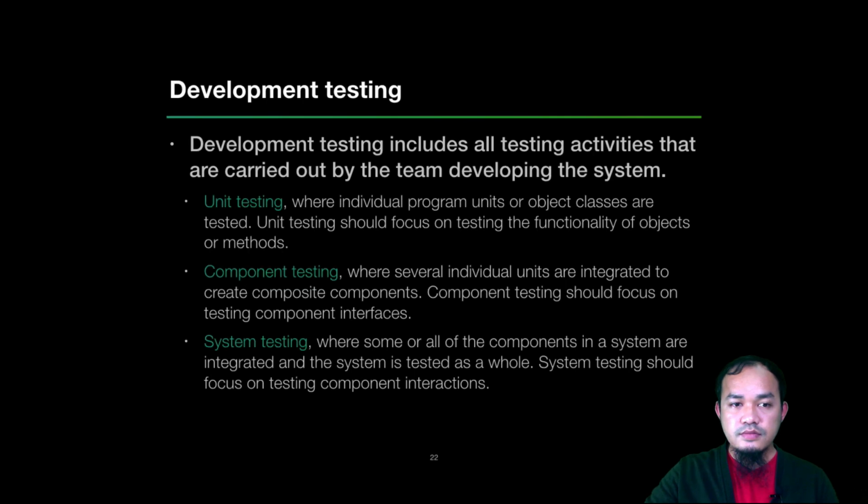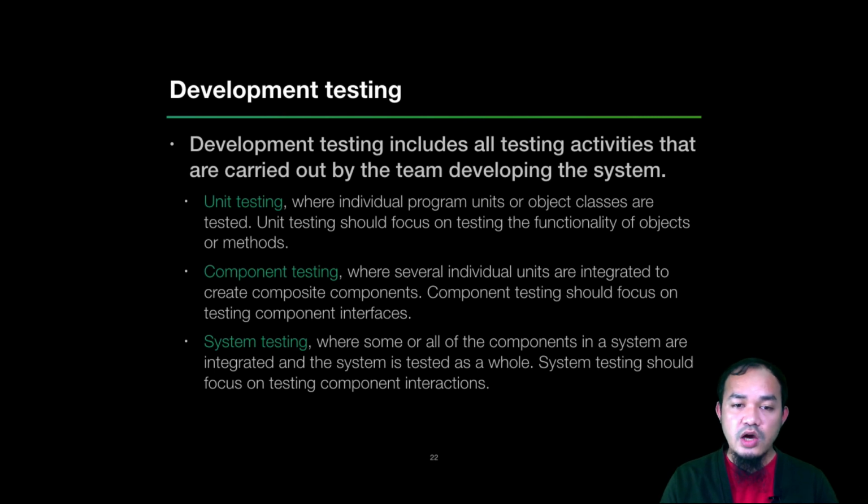Development testing. The main point of development testing is that it is done by the team developing the system. Development testing includes all testing activity that is carried out by the team developing the system. There are three levels of development testing: unit testing, component testing, and system testing. Unit testing is related to testing the units or objects inside the class, or functions of the class, or the methods. Component testing is related to testing the component itself through the interface.